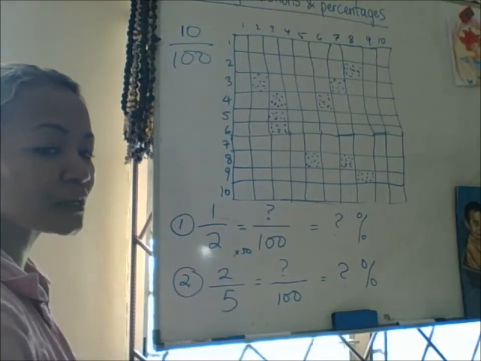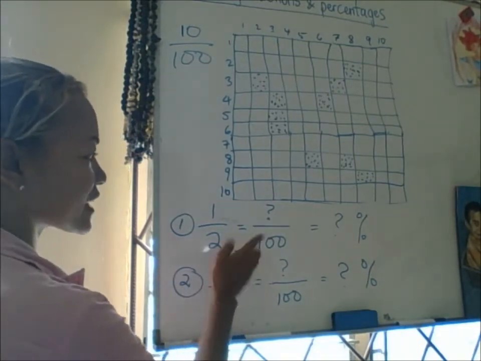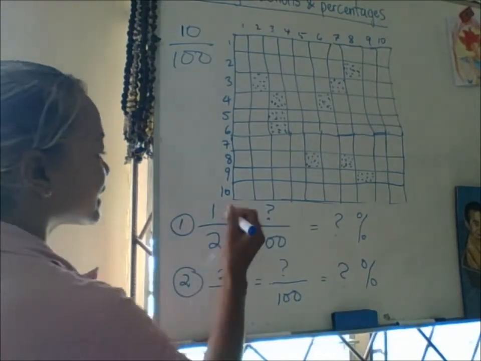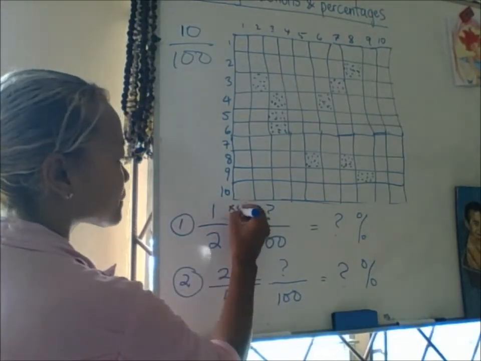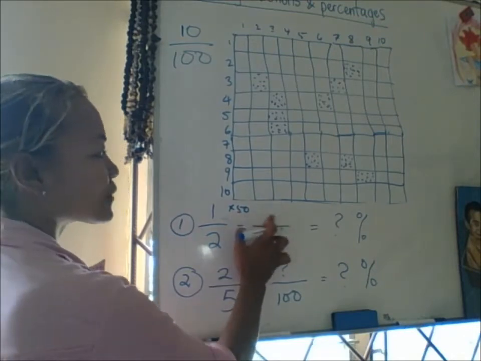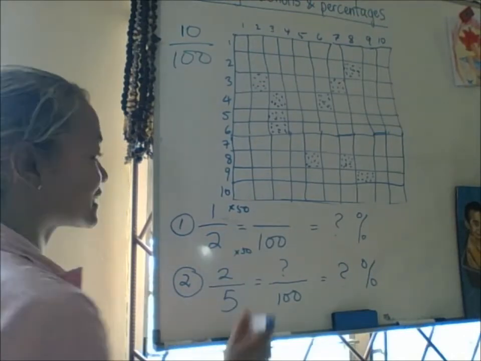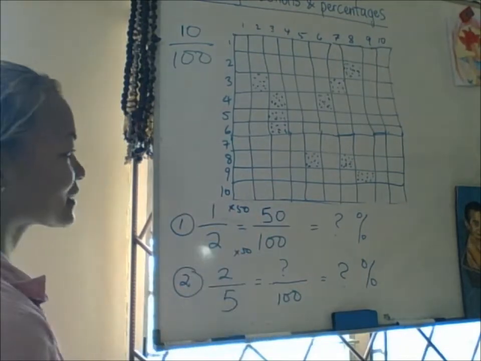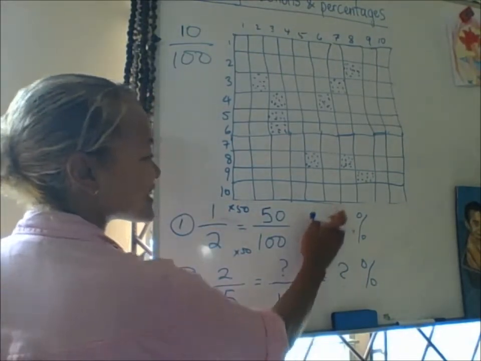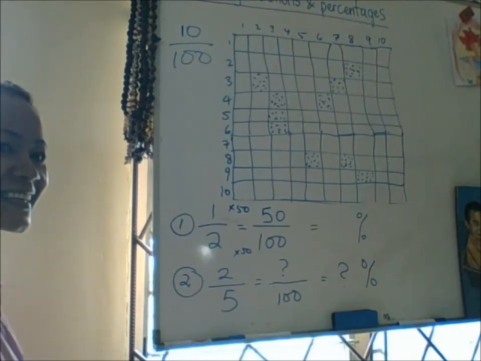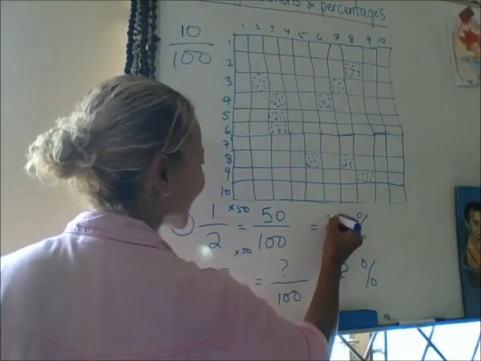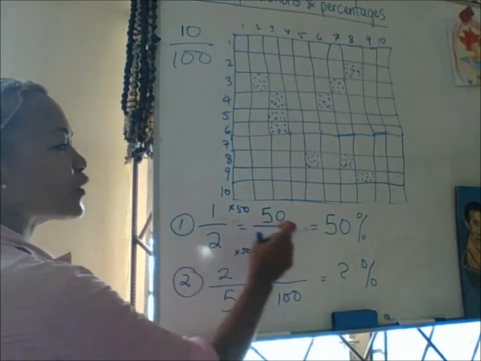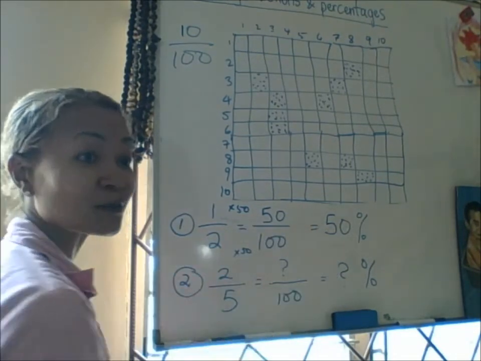So to calculate an equivalent fraction, whatever you do to the denominator, you must do to the numerator. So this one, you must multiply by 50, and that will give you 50. Excellent. And what percentage is that? 50%. Fantastic. So 1 over 2, or 50 over 100, is equal to 50%.